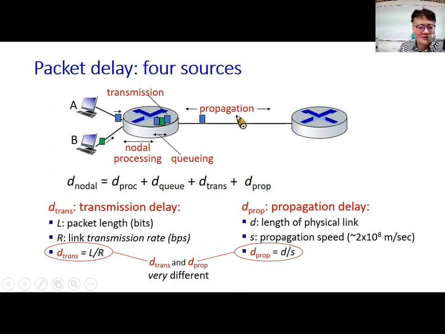The point is, transmission, we talk about packet behavior, but propagation, we talk about physical behavior. Okay, understand? We need to clarify. Transmission is about the packet, but propagation is about the physical behavior.